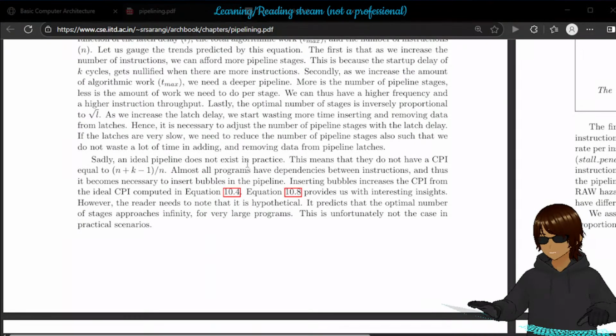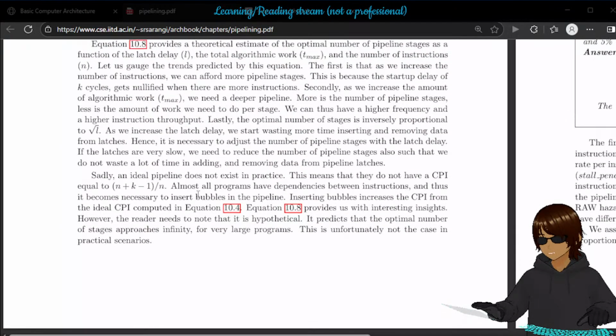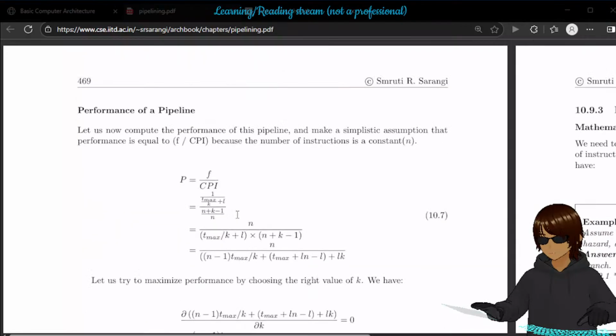Sadly, an ideal pipeline does not exist in practice. This means that they do not have a CPI equal to n plus k minus 1 divided by n. Almost all programs have dependencies between instructions, and thus it becomes necessary to insert bubbles in the pipeline. Inserting bubbles increases the CPI from the ideal CPI computed in equation 10.4.